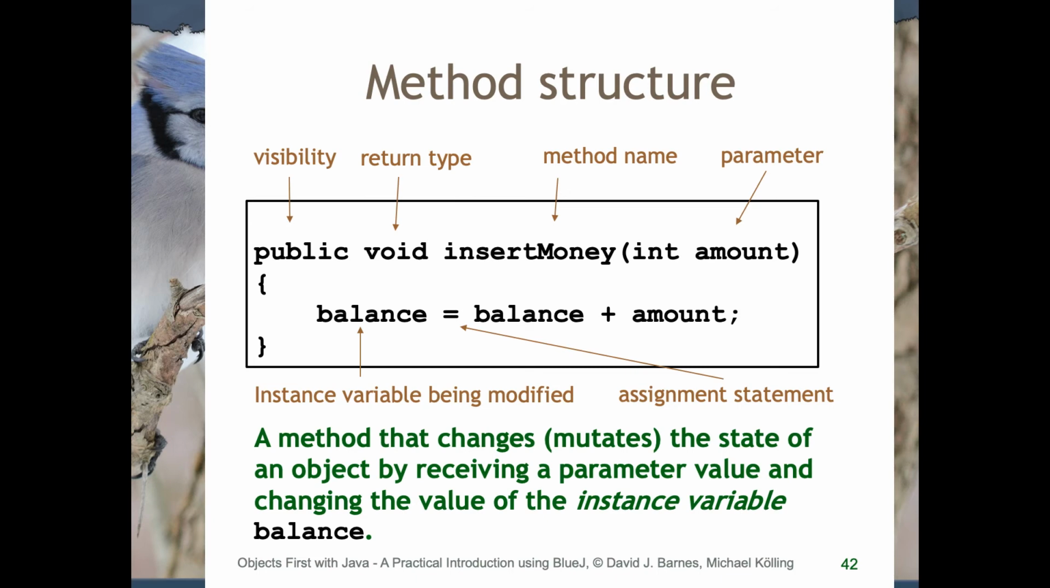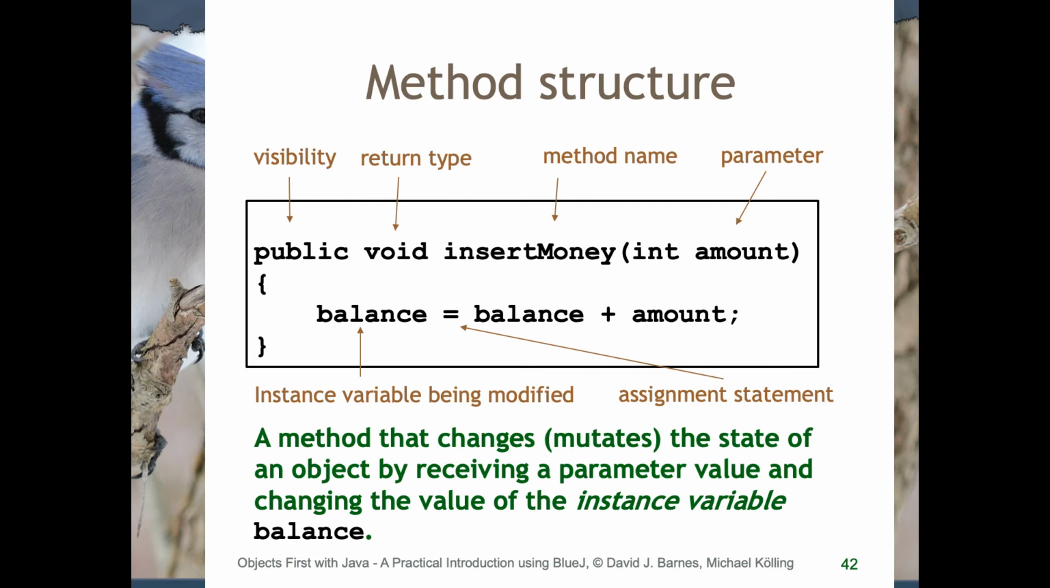So what we have is an example of a method that's changing the state of the ticket machine object that the method is being called on. And we say that this method is mutating the state of a ticket machine object. So this is an example of a method that changes or mutates the state of an object by receiving a parameter value and changing the value of the instance variable balance. It's really important that you understand what you're seeing here. So all the elements of the header, what's going on inside the body, and the resulting effect that will happen on a ticket machine object.